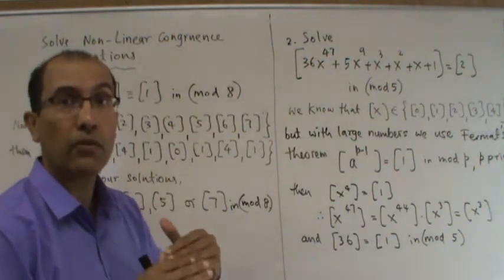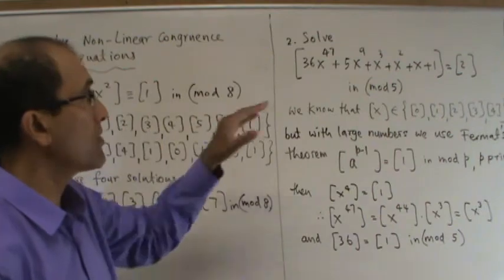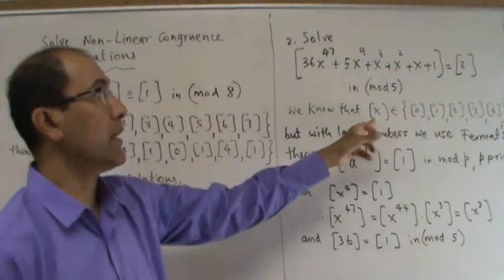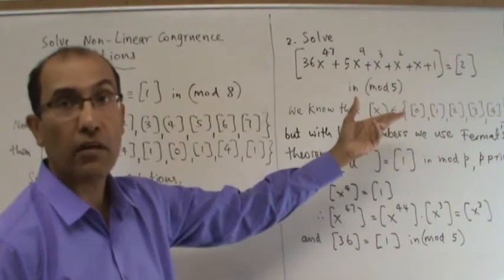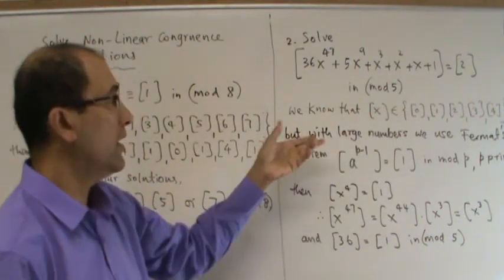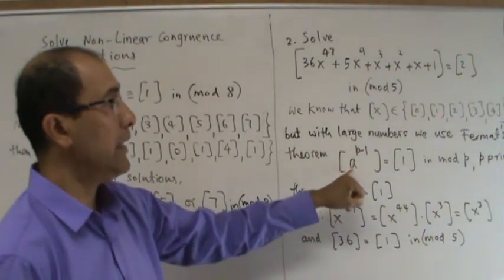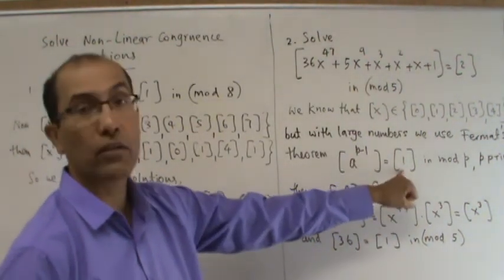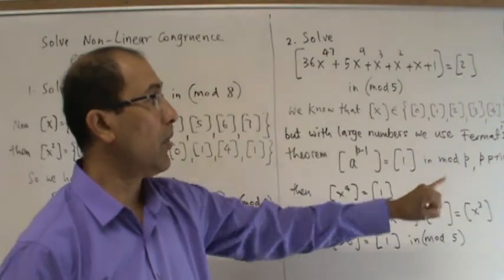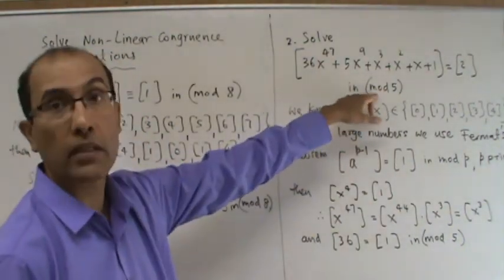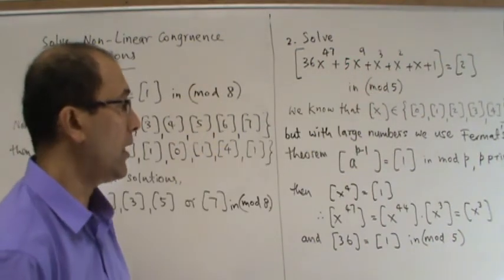It all comes down to reducing. So suppose I want to solve this equation in mod 5. Now I know that x can only be one of these 5 solutions, but with large numbers we will use Fermat's theorem. A to the p minus 1 is related to 1 in mod p when p is a prime number, as in this case we are solving it in mod 5, which is a prime number.